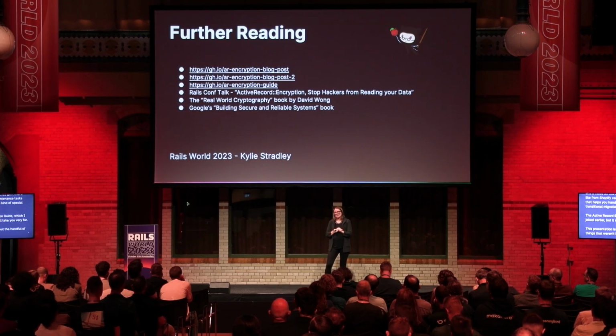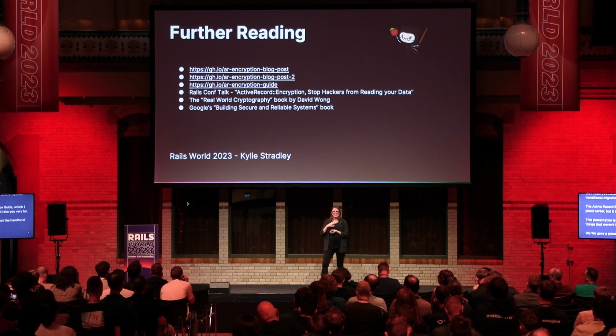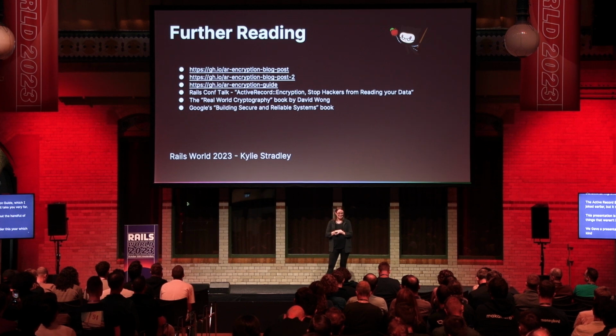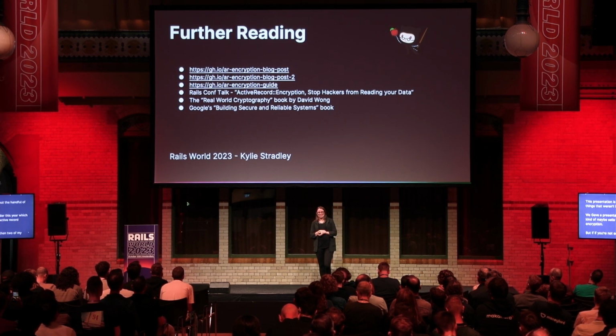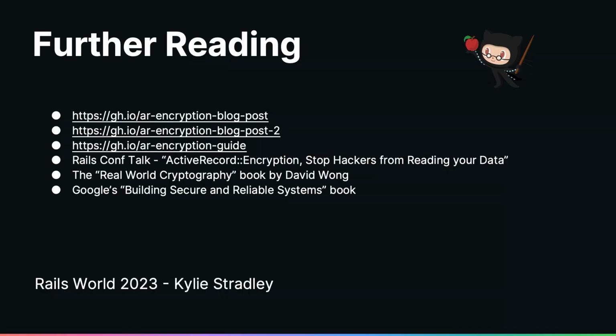We gave a presentation earlier this year, which maybe sells you on ActiveRecord encryption a bit if you're not sold. And then 2 of my absolute favorite security engineering books that I've read, Real World Cryptography by David Wong. I opened this book probably every day or every other day while working on this project. And then I really enjoyed Google's Building Secure and Reliable Systems book. It's kind of their security answer to the SRE book.